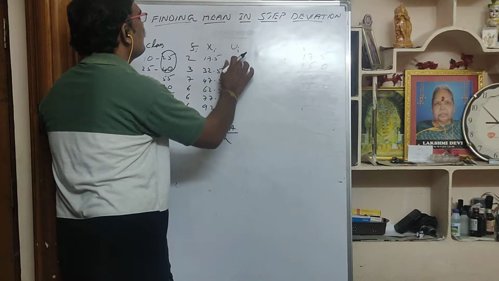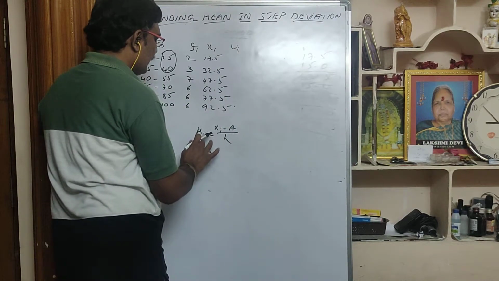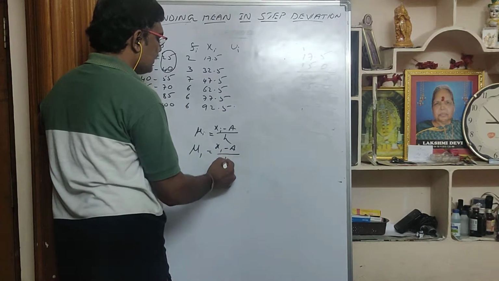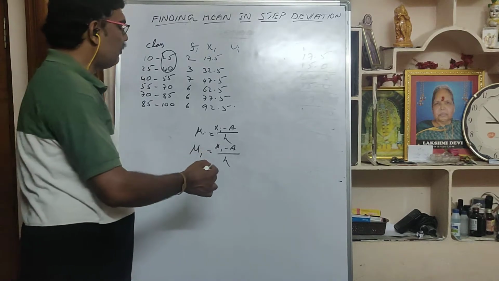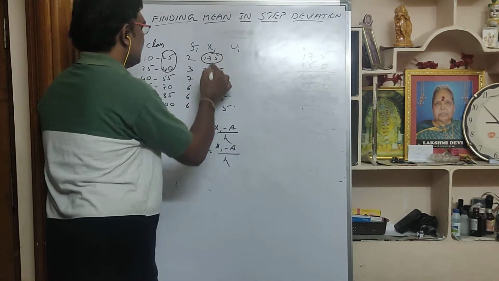So ui means u1. I want u1, so in place of i I am replacing with 1. So x1 minus a by h. We should know the values of these. x1 is how much here? 17.5.